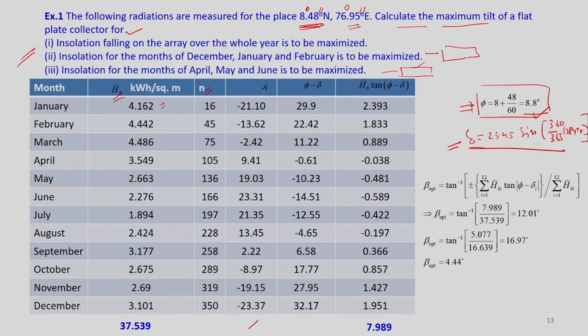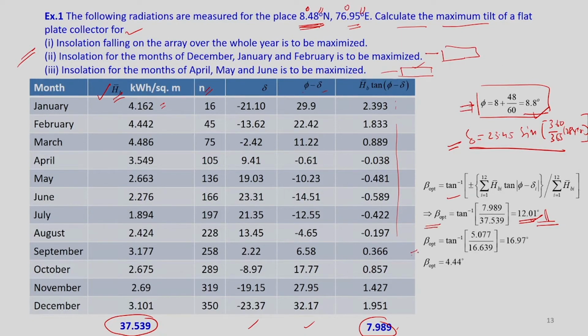Once we know delta and phi is known to us, then phi minus delta can be calculated here, and then we can multiply this term and tan(phi minus delta), see the results of this multiplication, and finally add these values. So, as per the expression we got, beta optimum for maximum absorption of solar radiation, we can use this expression. If we substitute these values, then what we will get is 12.01 degree. So, this tilt angle needs to be maintained in order to maximize the solar radiation.